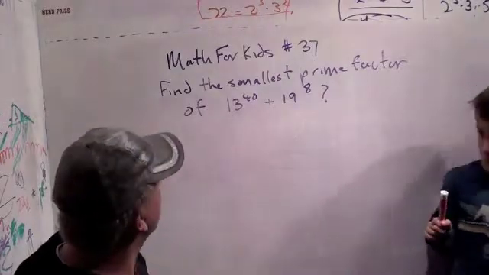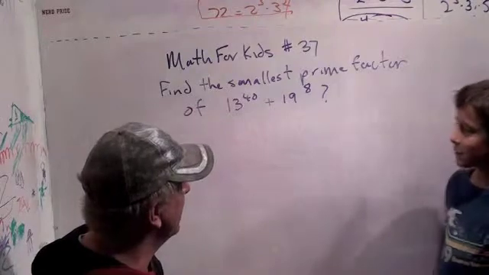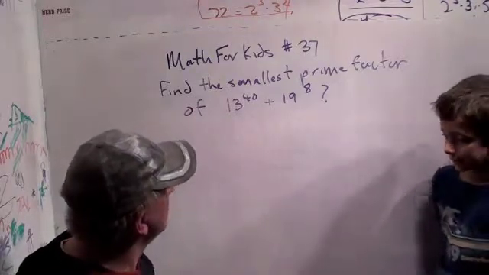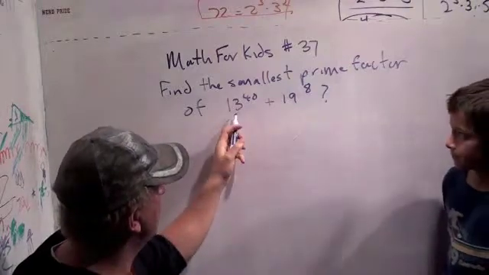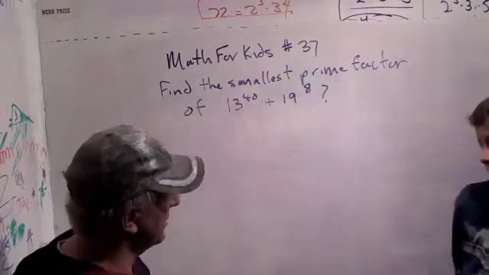Find the smallest prime factor of 13 to the 40th plus 19 to the 8th. We do not want to multiply these all out. This was an interesting thing. The 40th power of 13 and the 8th power of 19, multiplying them all out is going to be way too much.